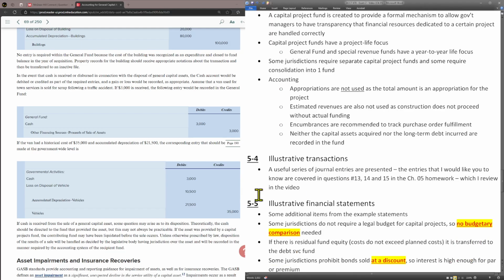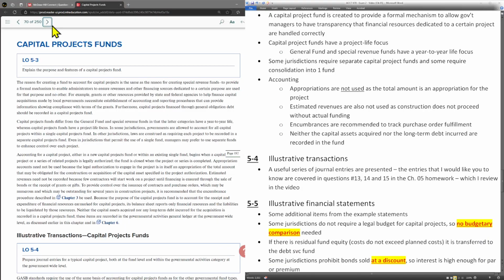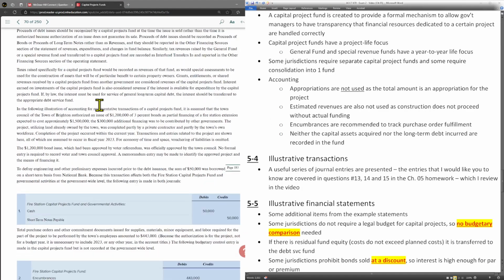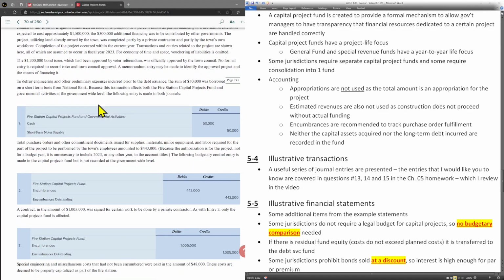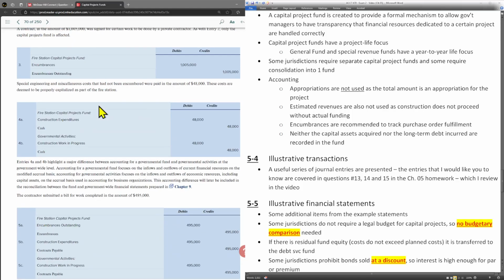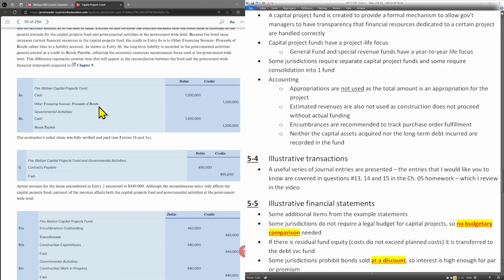I'm not going to go through all of the illustrative transactions in 5.4. There's a bunch of good ones in here. The ones that I want you to know are going to be done in the homework, so we're going to take a look at that here in just a second. Some last things here.